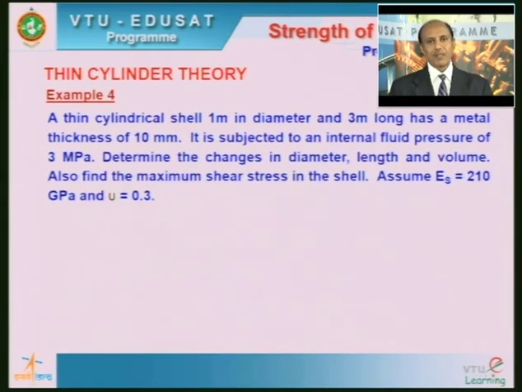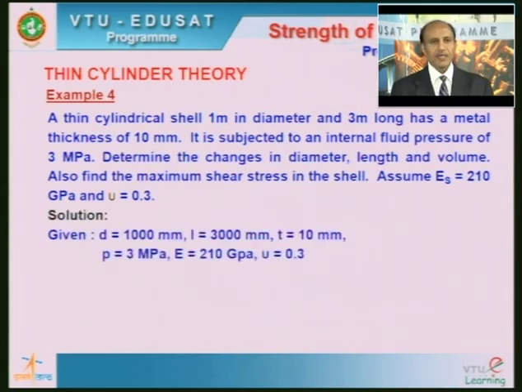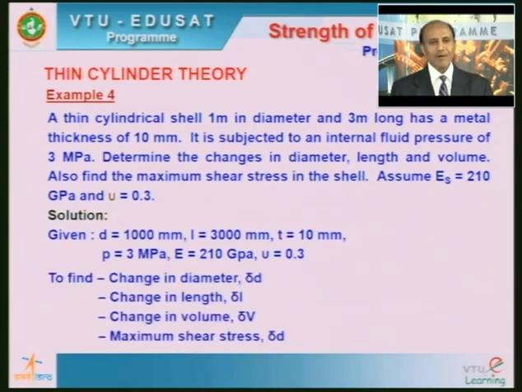Now, the last example I have is a different one. We have a cylinder whose internal diameter is 1000 millimeters, the length is 3 meters or 3000 mm, the thickness is 10 millimeters, and the internal pressure it is carrying is 3 megapascals. The material properties are Young's modulus 210 GPa and Poisson's ratio nu 0.3. We want to find the change in diameter, change in length, change in volume, and the maximum shearing stress that the wall of the cylinder is subjected to.